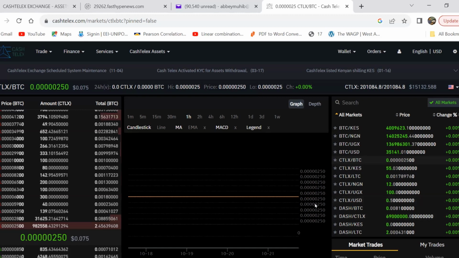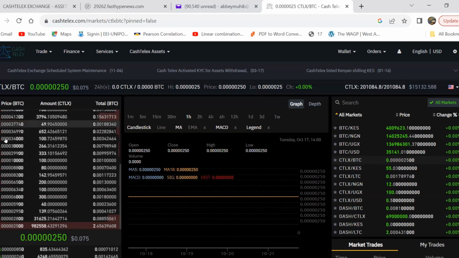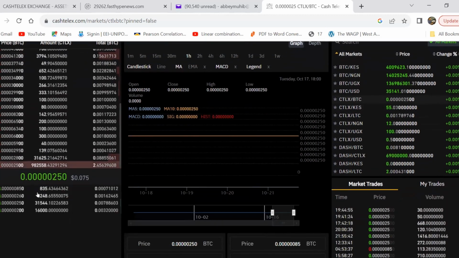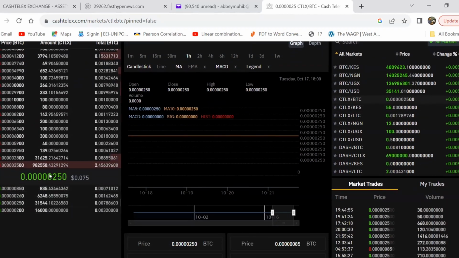So now, this region, this red, I hope you all can see my cursor. This red region is showing that these are people that want to sell. Red is always danger. So this is indicating that people trading on the exchange have placed an order that they want to sell. Then when you go down in the same region, you will see people that place an order that they want to buy.